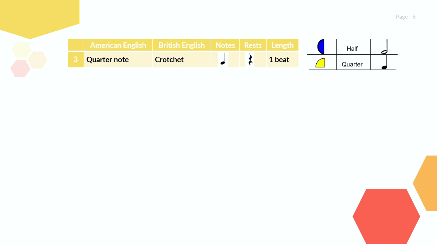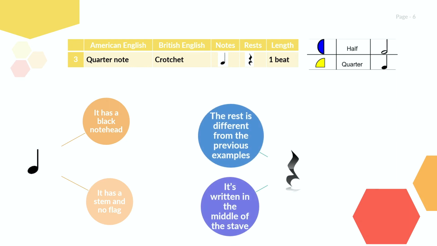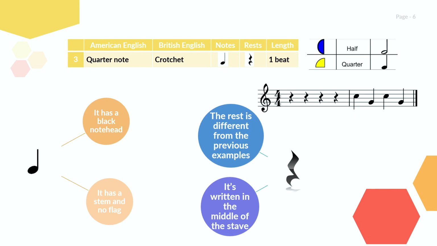In the third row is the quarter note or crotchet. This note has a black note head and a stem and no flag. Pay attention to the crotchet rest. It's different from the previous ones and is written in the middle of the stave. The crotchet represents a quarter of the whole cake. Let's have a listen to the length of the crotchet. This note or rest lasts for 1 beat.